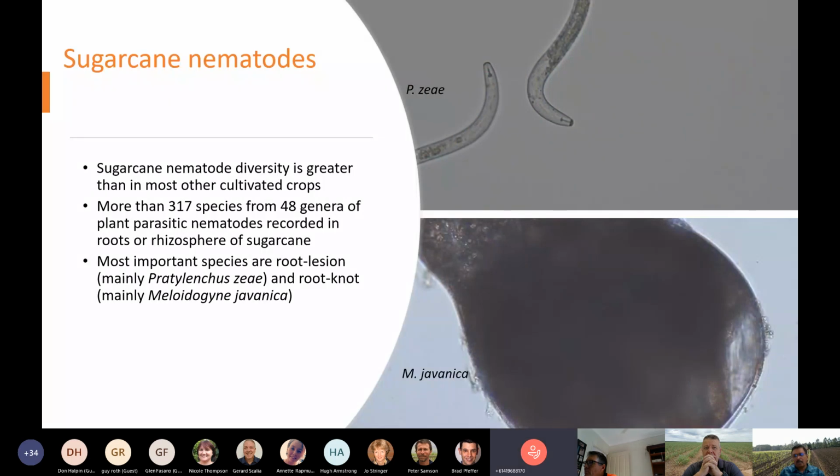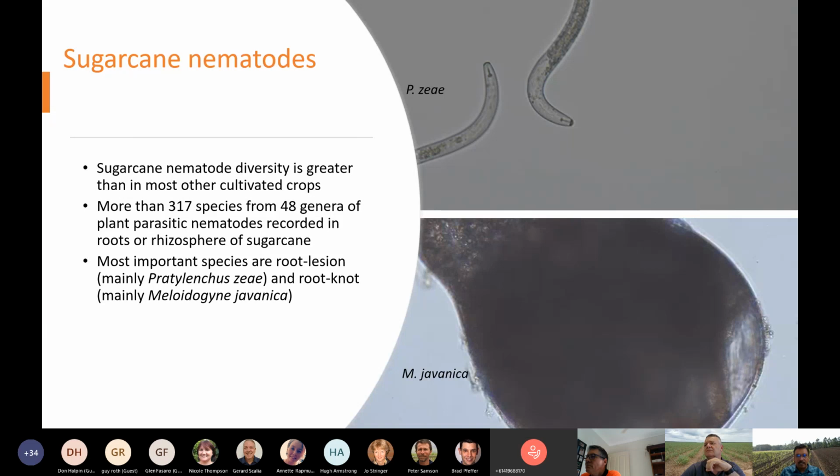So now we come to the sugarcane nematodes. As we know, sugarcane is a perennial crop, so that means it lives for more than 1 year. For this reason, it has the most diverse community of nematodes in sugarcane soil.